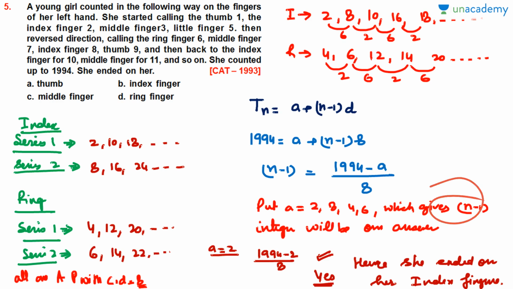So if we put A as 2, this would be 1992, and 1992 is divisible by 8. So we can say this girl will end on the index finger. The answer to this question is option B, right?